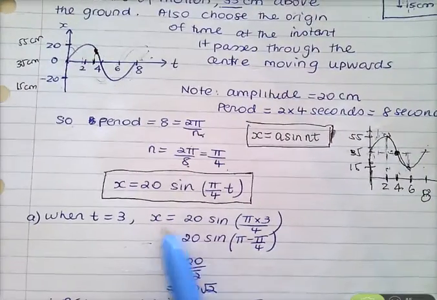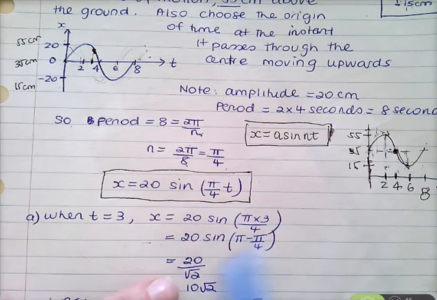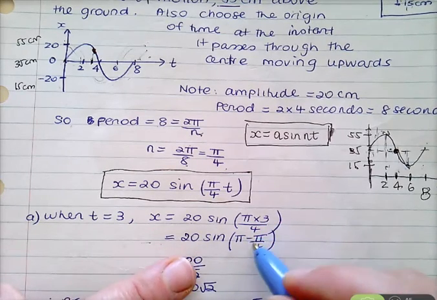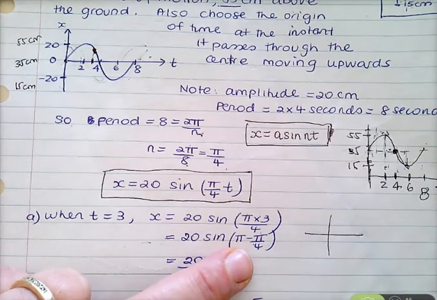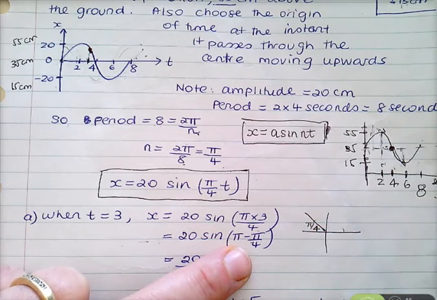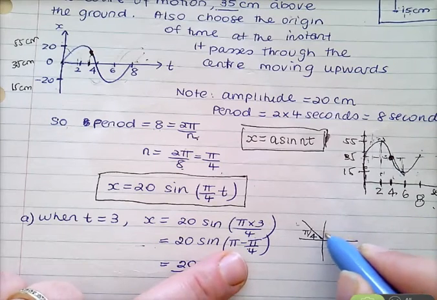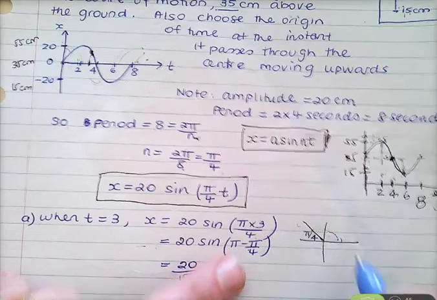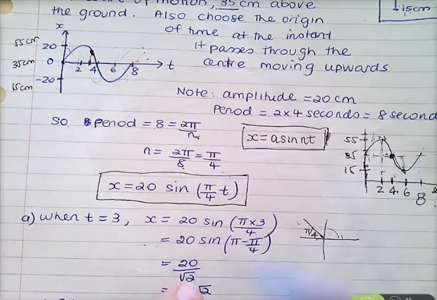So when t is 3, x is 20 sine pi on 4 times 3, so it's sine of 3/4 pi. You can just do it on your calculator as well, but 3/4 pi is quadrant 2, and sine is positive in quadrant 2. And it's the same as sine pi on 4, which is sine 45, which is 1 on root 2. So it's 20 times 1 on root 2.